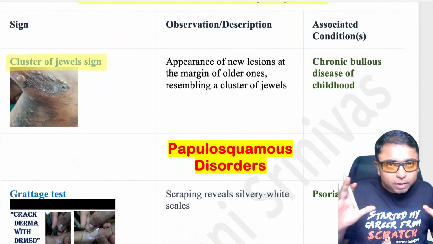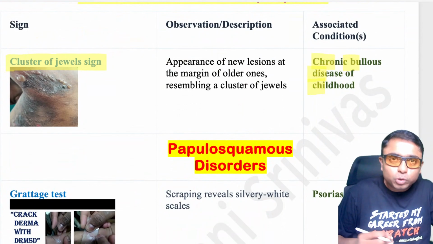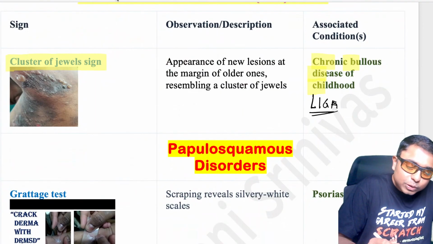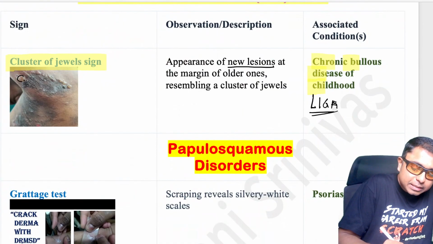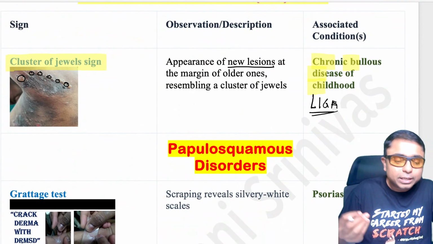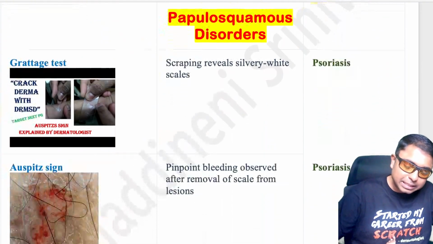Next is cluster of jewels sign or cluster of jewels appearance, crown of jewels appearance, string of pearls appearance, all of them are one and the same. It is seen classically in CBDC, which is chronic bullous dermatosis of childhood, which is linear IgA disease, in which we see the appearance of new lesions at the margin of the older ones. So like this, the vesicles and bullous lesions will be formed surrounding an older lesion, which gives rise to the appearance of a cluster of jewels. So it is called cluster of jewels sign.